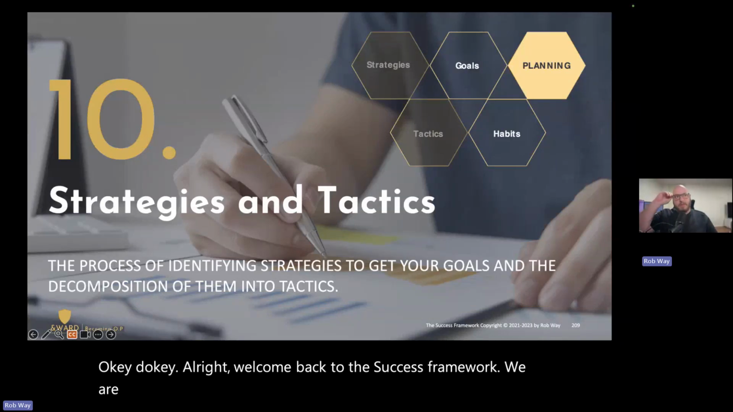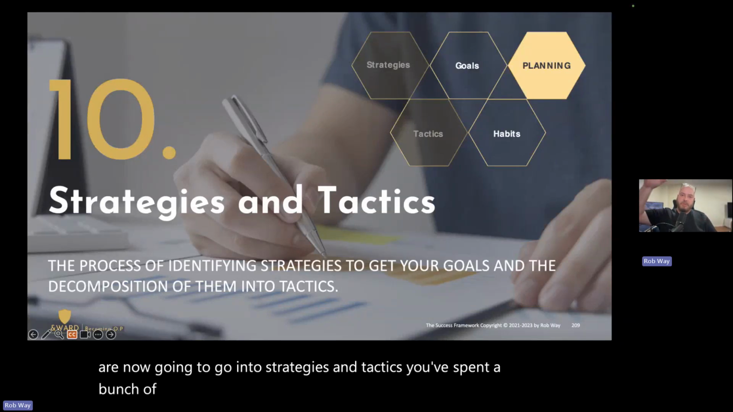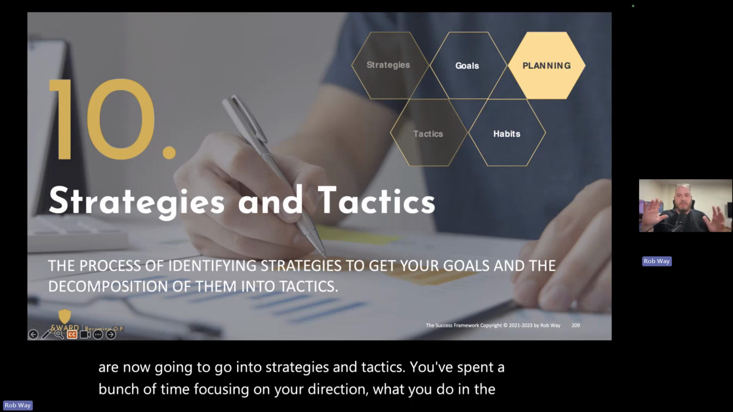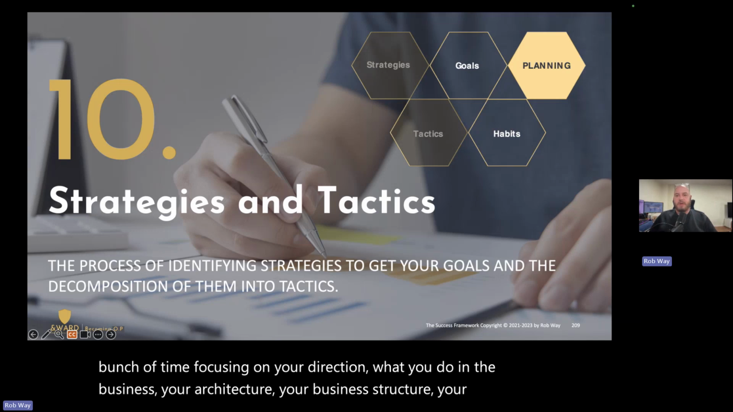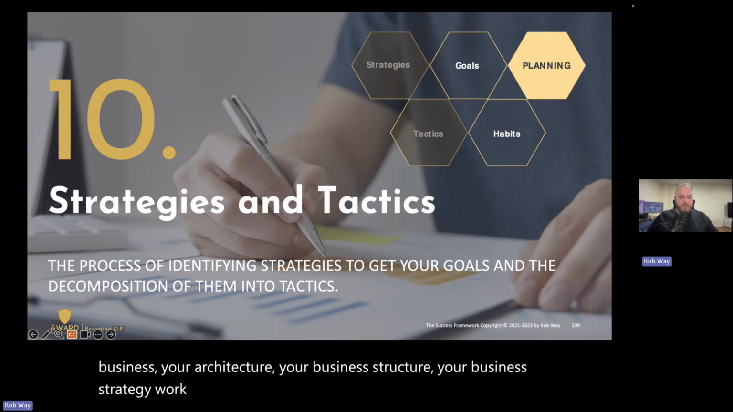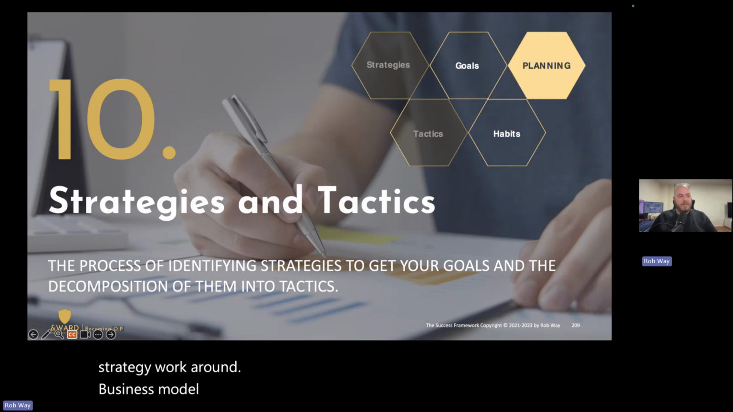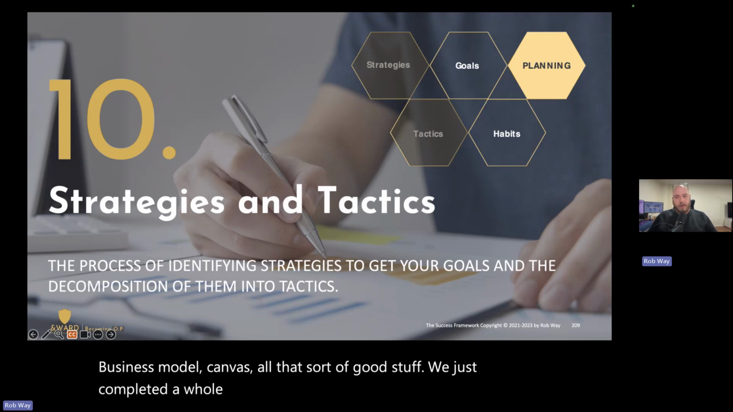Okay, all right, welcome back to the Success Framework. We are now going to go into strategies and tactics. You've spent a bunch of time focusing on your direction, what you do in the business, your architecture, your business structure, your business strategy work around Business Model Canvas, all that sort of good stuff. We just completed a whole big section on goals.